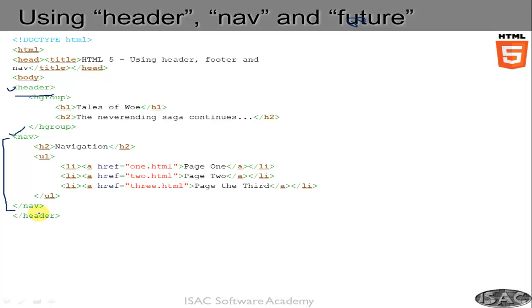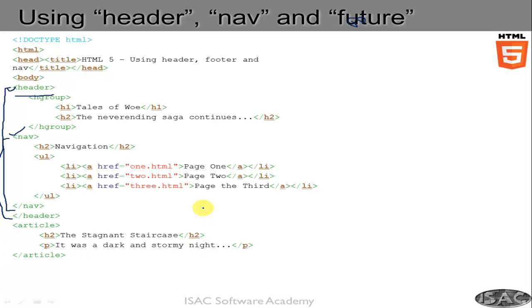So I created one header, and inside this header I have a nav element. This is the way you should create header and nav element or tag. And then I will start my standard article, the main article which I am trying to write. So inside that article I will write whatever I want to write, and close the article.